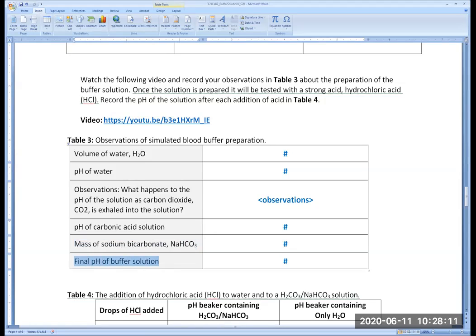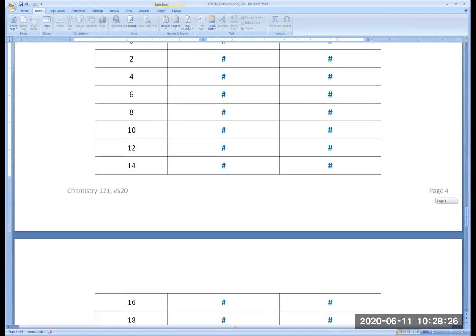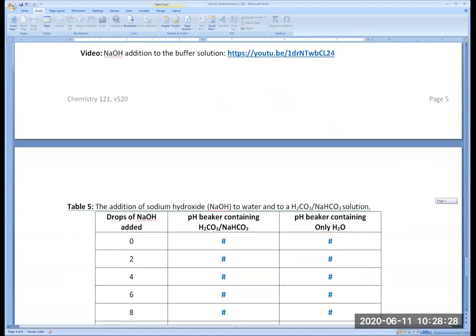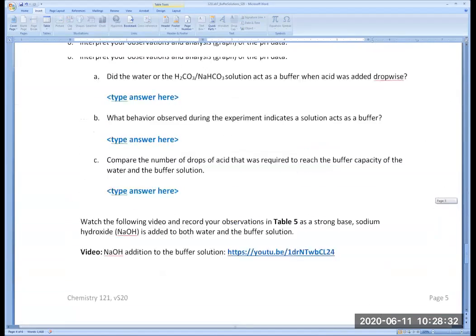Final pH of the buffer solution. So that's all about preparing the solution. And the solution will have to be prepared twice because then it will be tested by adding acid to it. That's this table there. And then it will be tested again by adding NaOH to it. So the solution will have to be prepared twice.